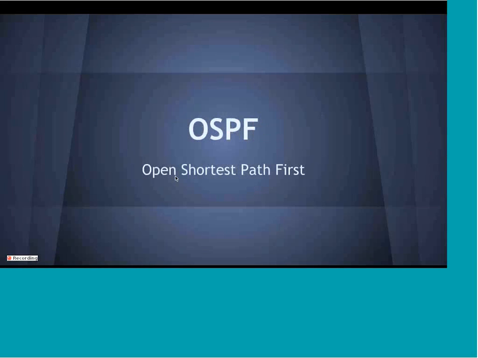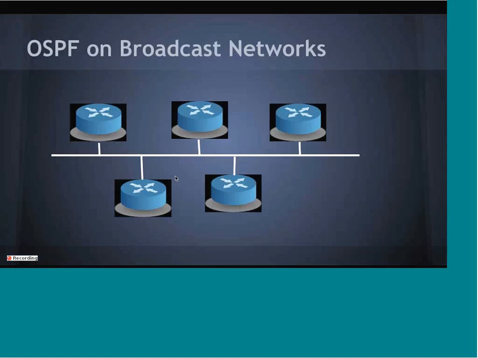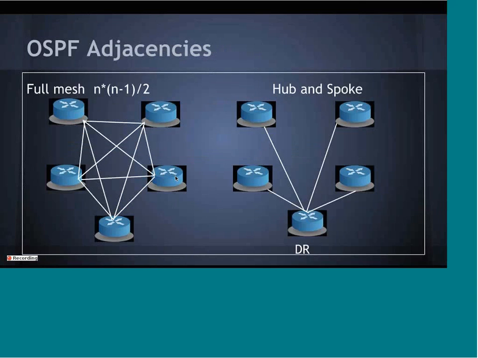So today we will have a brief discussion about the DR and the BDR election process in OSPF, our link state routing protocol. Here you can see a small schematic of 5 routers running OSPF connected to a broadcast network. It could be a LAN, Ethernet, and here you know that OSPF forms adjacencies with all its neighboring routers.